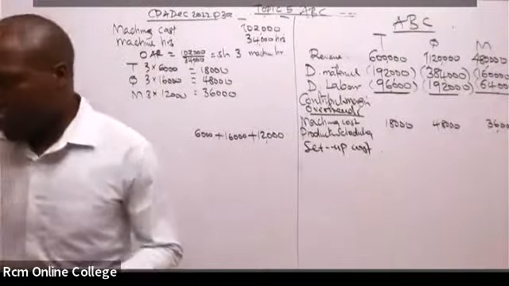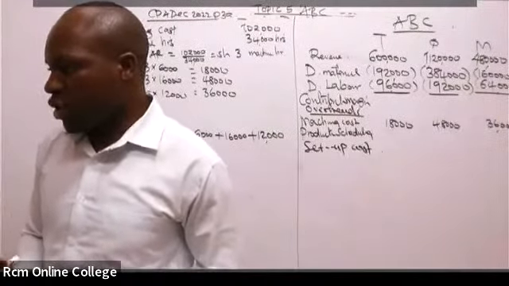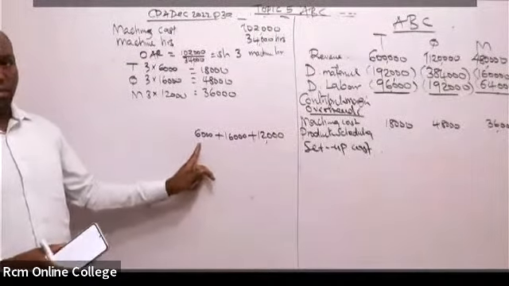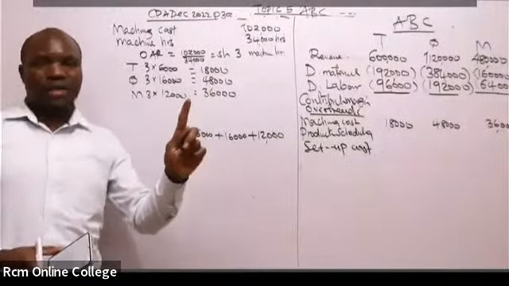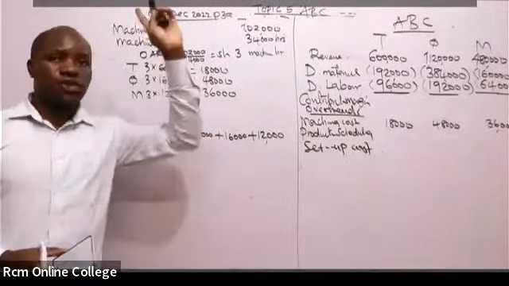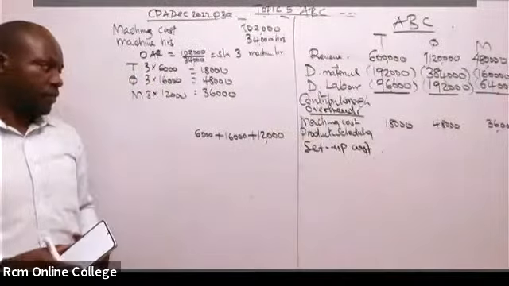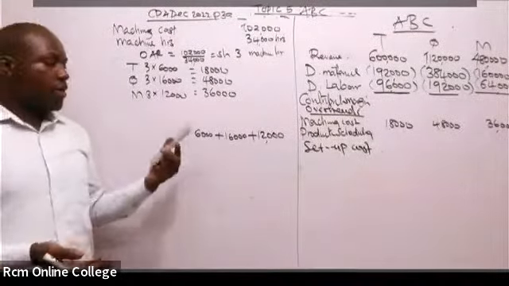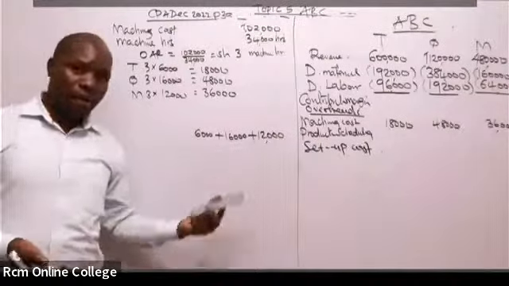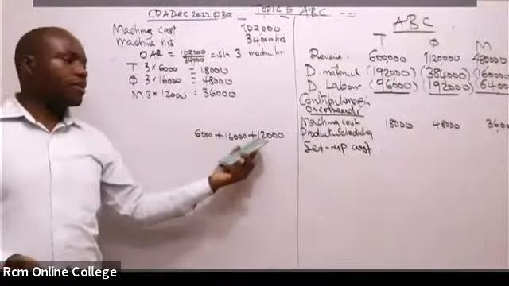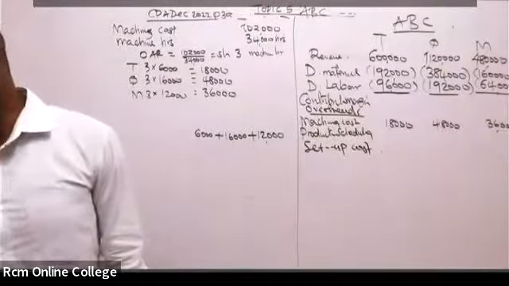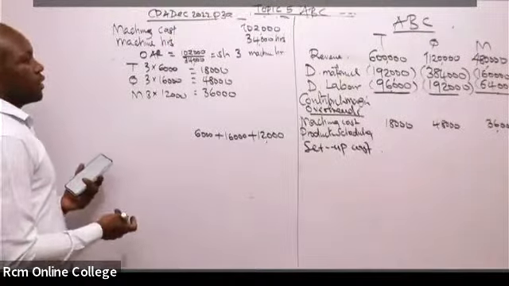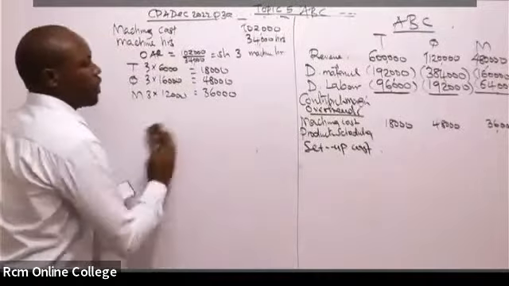I hope you are now beginning to get what is happening. How did you get 34,000? One product requires half an hour, and you're supposed to produce 12,000, so 12,000 times 0.5 is 6,000 hours. Then we have 16,000 times 1 hour per unit. Then we have 8,000 units times 1.5 hours per unit. Is that clear? So I hope you've been able to see the trend.